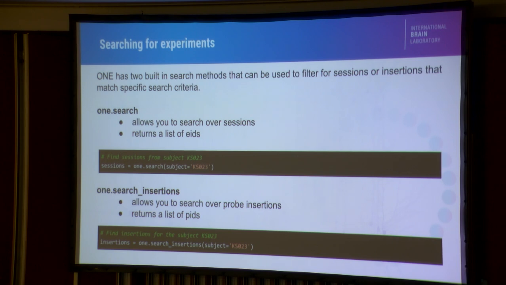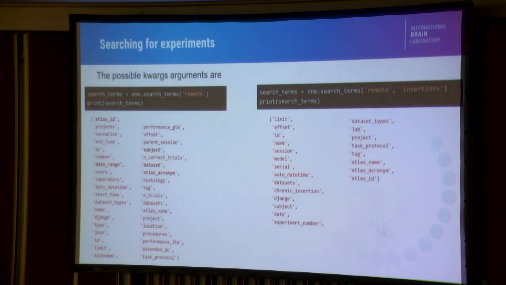They both work in the same way, where you pass in a keyword value argument. In the two examples here, we pass in the name of a specific subject that we're interested in, and what we get returned is either a list of EIDs or a list of PIDs. You can use this one.search terms method to list all of the keyword arguments that you can pass in to search over. There's a big list of different terms that you can use in your search.